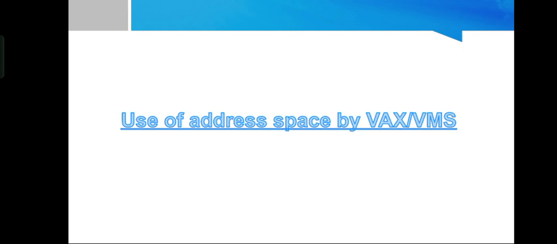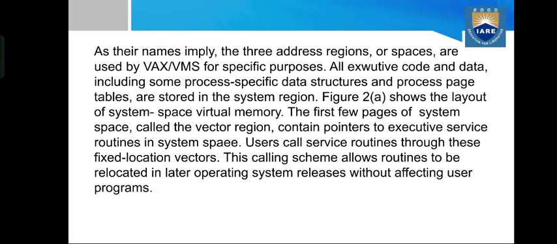Use of address space by VMS or VAX. There are many address regions or spaces used by VAX or VMS for specific purposes. All executive code and data, including some process-specific data structures and process page tables, are stored in the system virtual region. Figure 2 shows a layout of the system space virtual memory.